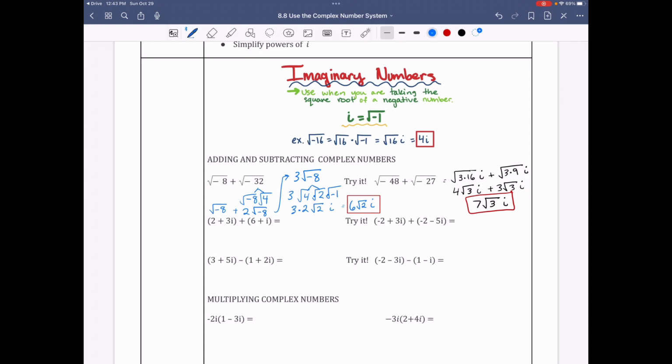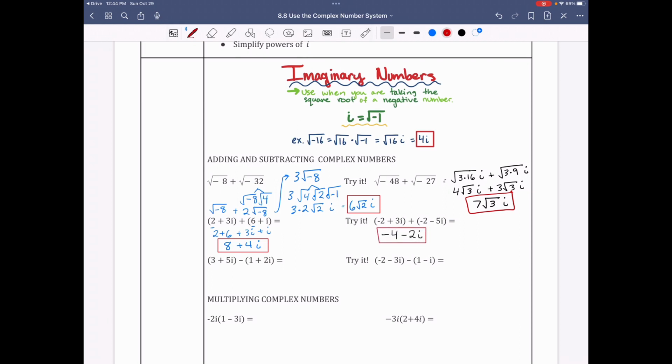We have 2 plus 3i plus 6 plus i. We can add the 2 and the 6 because of the associative property of addition, so 2 plus 6. And we can also put the 3i and the i next to each other. So this becomes 8 plus 4i. We could factor out a 4, but that's not necessary. All right, go ahead and do the try it, and you can check your answers.